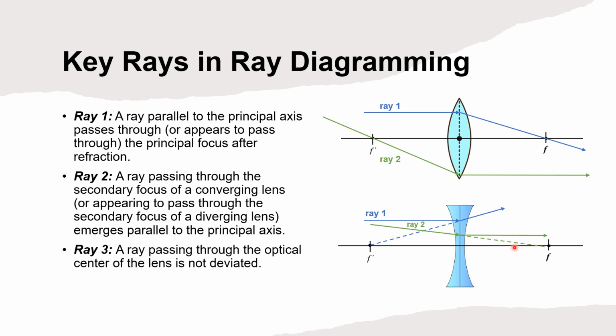The third ray is a ray passing through the optical center of the lens, which is not deviated. It will not change its direction, therefore it will not refract. So on the convex lens, as long as the ray passes through the optical center, it will proceed as it is in a straight line. For the concave lens, the same will happen. As long as it passes through the optical center, it will not deviate.